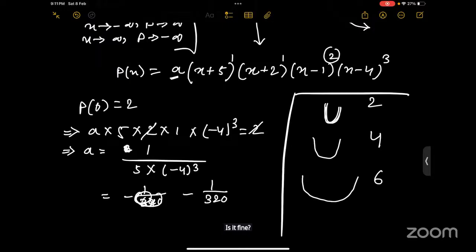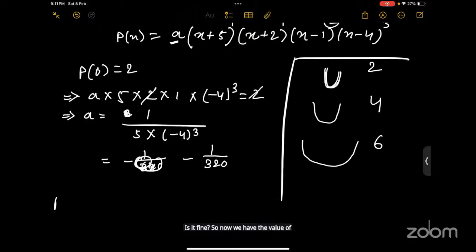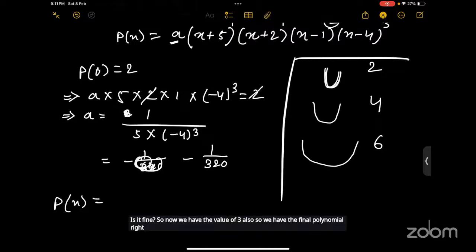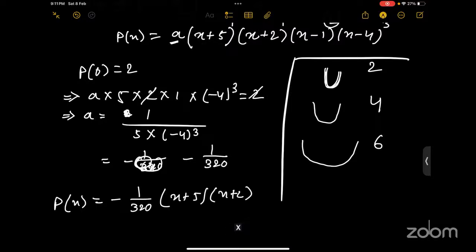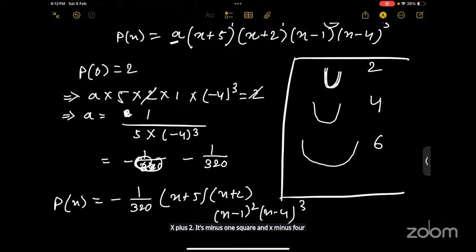Now we have the value of a also. So we have the final polynomial, right? So this is minus 1 by 320 into x plus 5, x plus 2, x minus 1 squared, and x minus 4 cubed. Now we can verify it by the end behavior also, right?